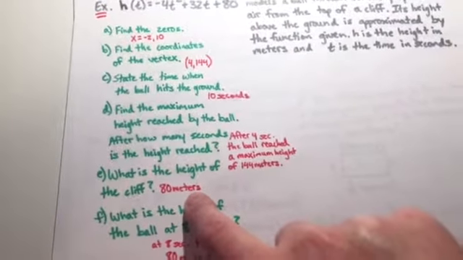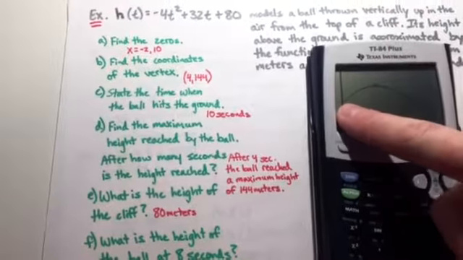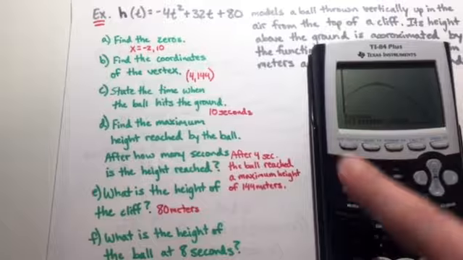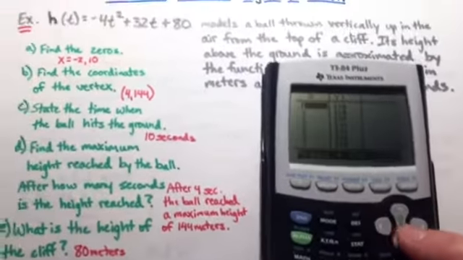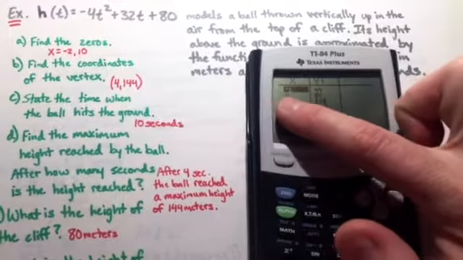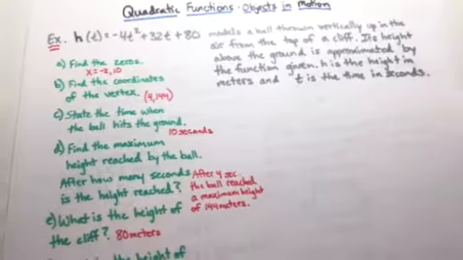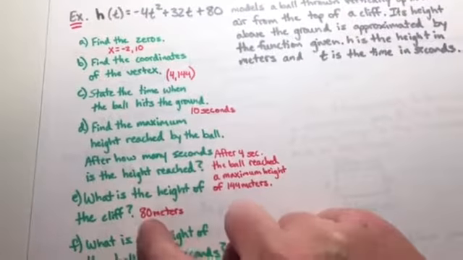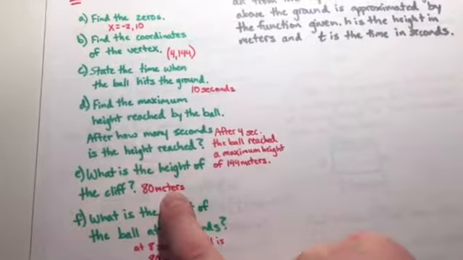And what is the height of the cliff? So the height of the cliff would just be your starting point right here. It's also at time 0. So at time 0, we can see that time 0 would give us a height of 80 meters. We can also know that the initial or starting point is our y-intercept. So either way you want to think about it, it would be 80 meters.